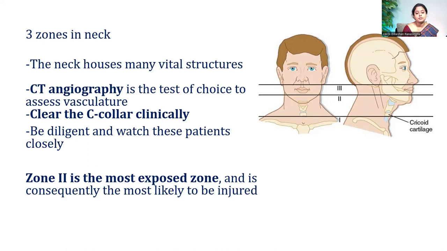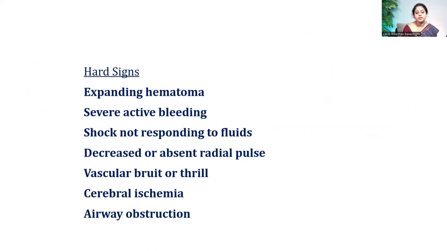So for explanation purposes and to have some sort of a diagnosis, we are categorizing the neck trauma into three categories, category 1, 2, 3, or zone 1, 2, 3. Zone 2, the middle part, is the most exposed zone, and it is the most commonly injured in trauma. So what you have to look for are hard signs and soft signs, so read about that. If the patient is having hard signs like an expanding hematoma, it's not a good patient for further workup, and should go to the theater immediately.